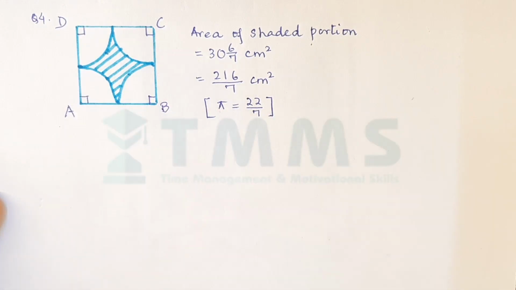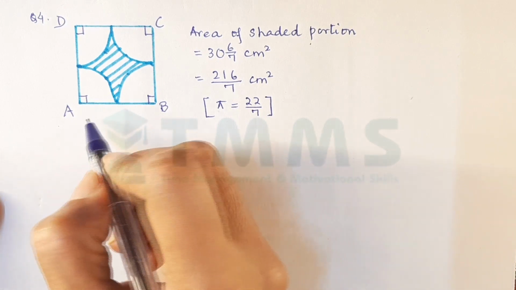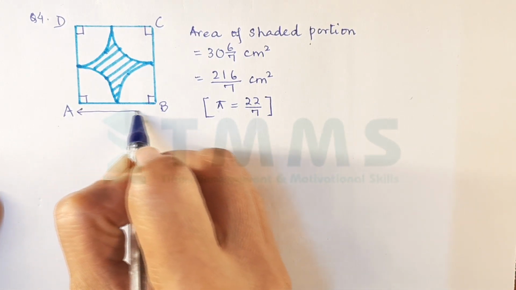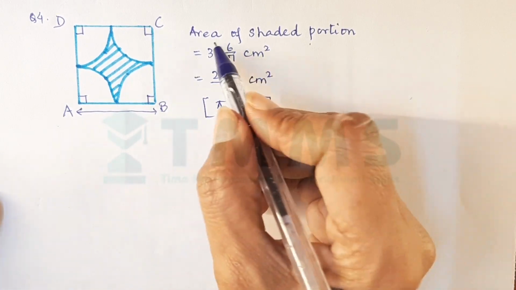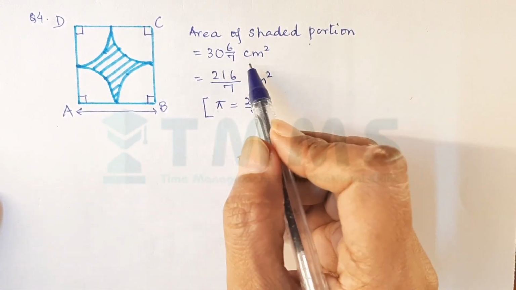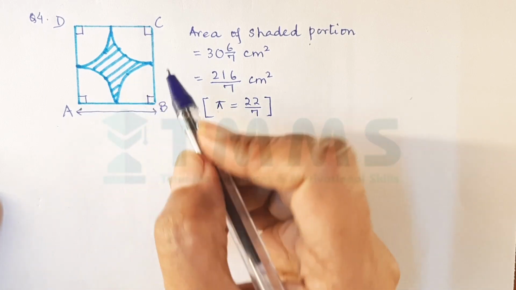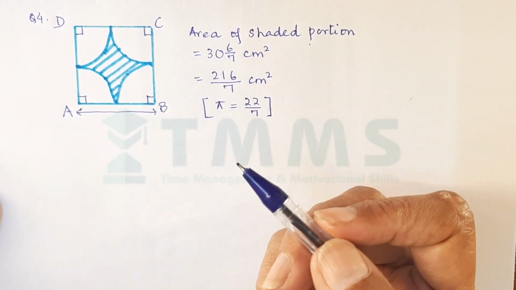So we have drawn the diagram. Now we are told that ABCD is a square, so we know that each one of these sides is going to be equal. But they have given us the area of the shaded portion. They have not given us the radius. They have not given us even the side of the square.